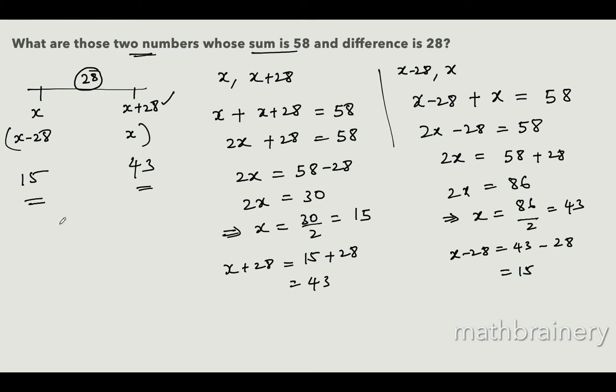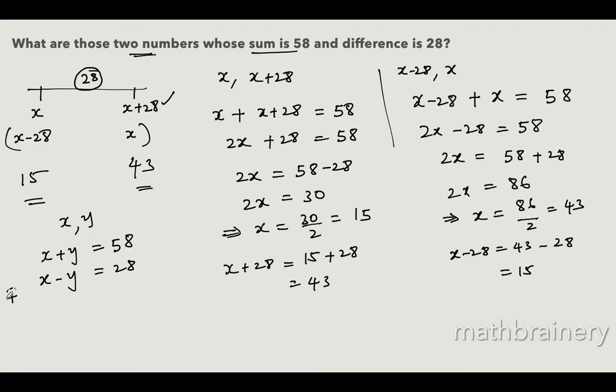Let's say you have the two numbers as x and y. Let me assume the two numbers as x and y. The sum of these two numbers is 58. The difference of these two numbers is 28. In this case, let me assume that x is the bigger number. So x plus y is 58 and x minus y is 28.